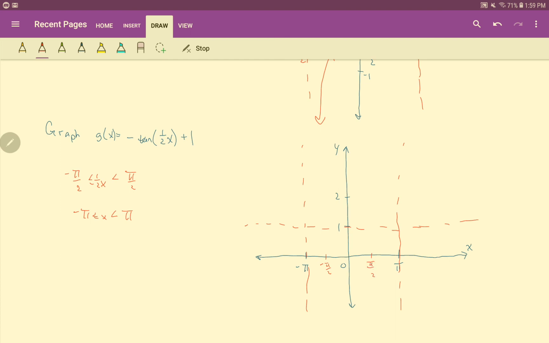Okay. And so now we plug them in. 0. 0 times 1/2 is 0. Tangent of 0 is 0, times negative 1 is 0. Still plus 1 would be 1. So we're at 0. We have a point at 1.